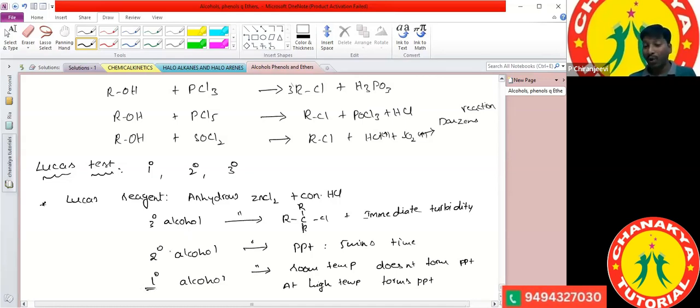All these reactions we already studied in the preparation of haloalkanes. I think all of you forgot this one.